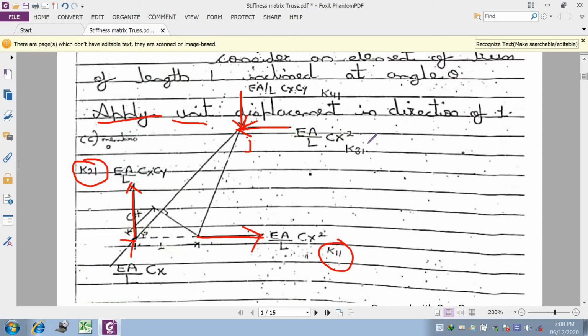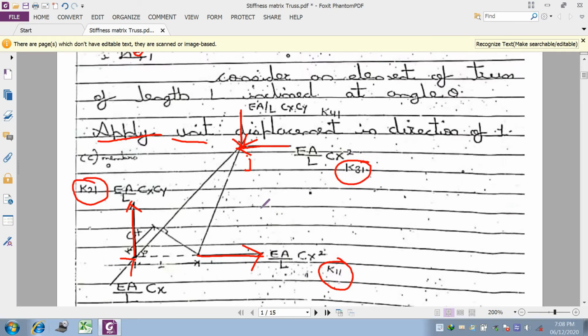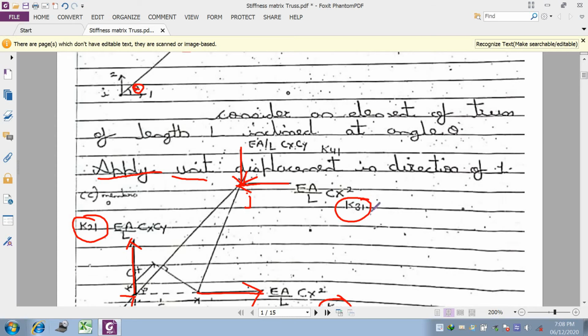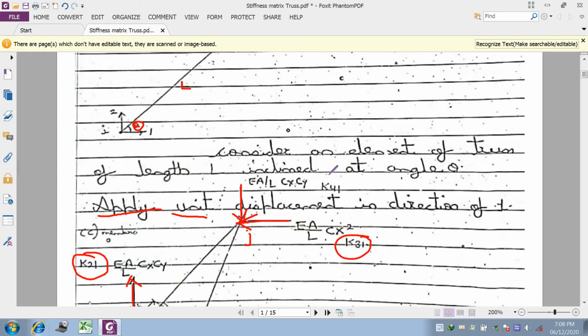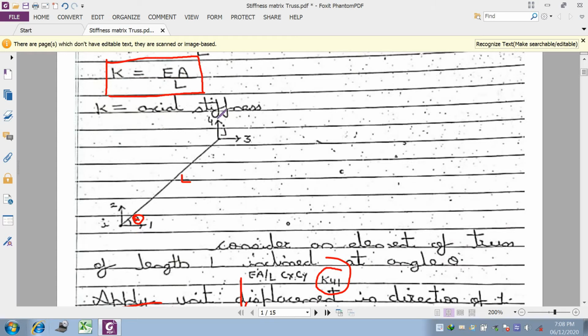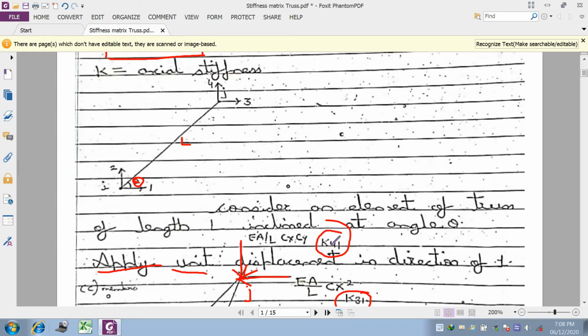So this value will be K31. Okay, why 31? Because it is the third node and we are dealing with the first equation. So 31 will be there. EA by L CX square will be there, and here it will be K41 because the node number is 4. Okay, this is the fourth displacement and the equation is 1.